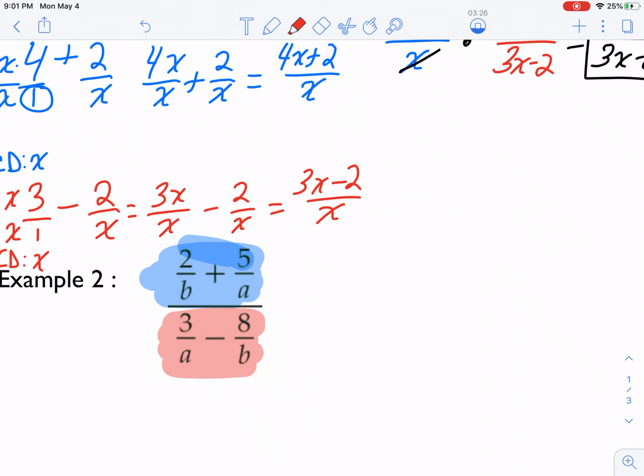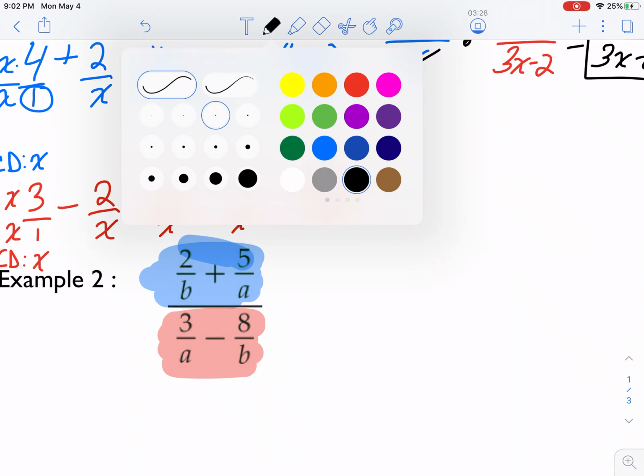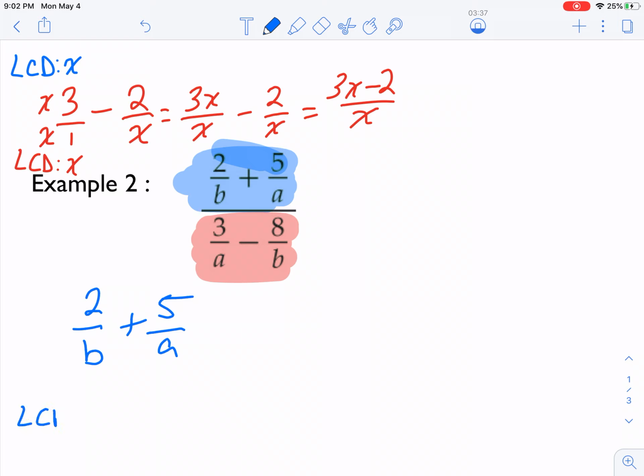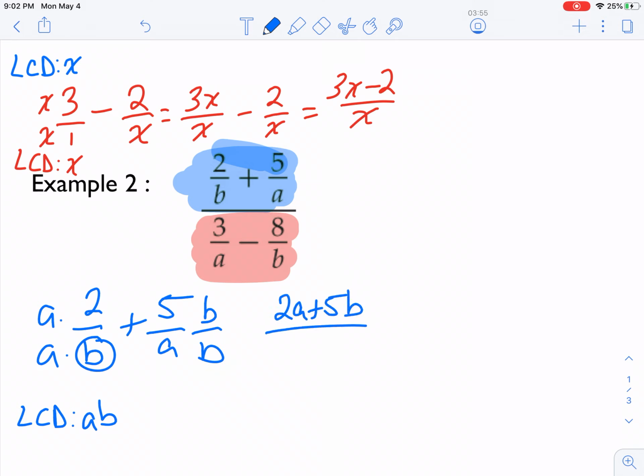Alright, so again going through, let's look at my blue first. I have 2 over b plus 5 over a. So again, I need to find my LCD because I'm adding and subtracting rational expressions. Well, I have a B and an A in there. Only way I find my LCD is AB. I've got to include both of those. So what is my first denominator right here missing? That would be A. And I'm missing a B over here, which is going to give me 2A plus 5B over my LCD of AB.